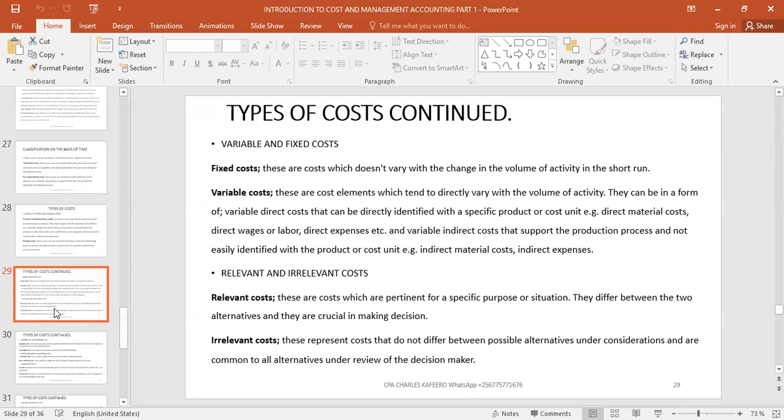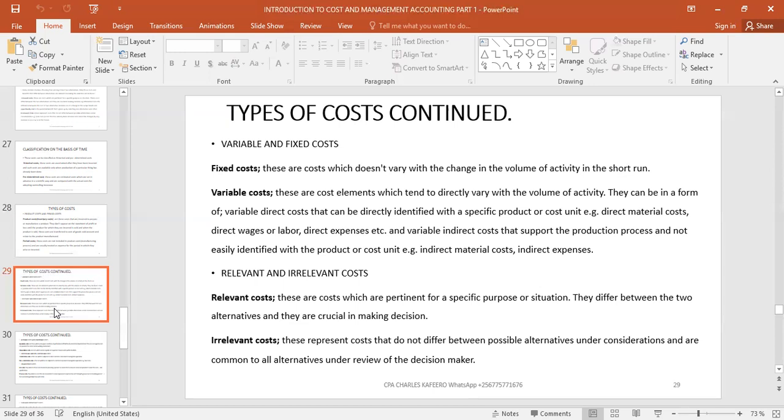Direct and variable indirect costs that support the production process and are not easily identified with the product or the cost unit. These are the indirect material, indirect expenses, and indirect labor. They are just supporting costs to the final costs.